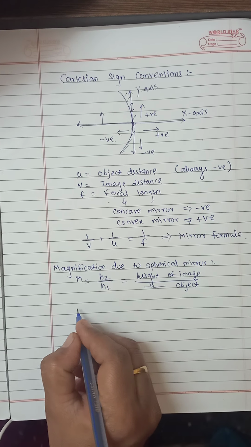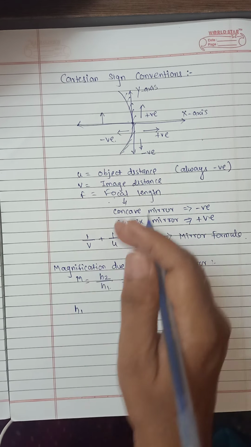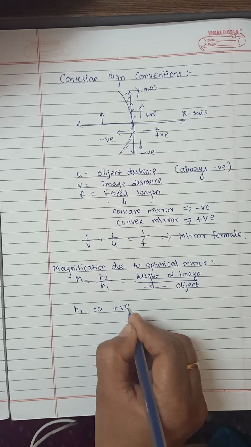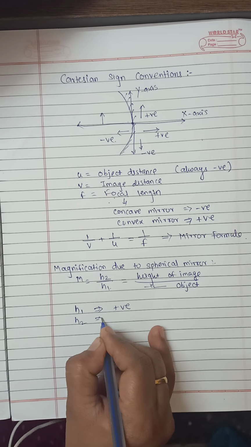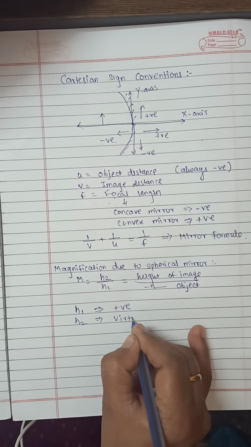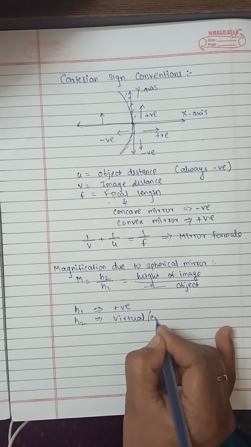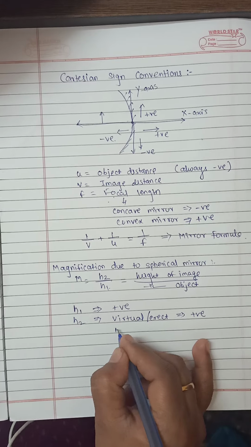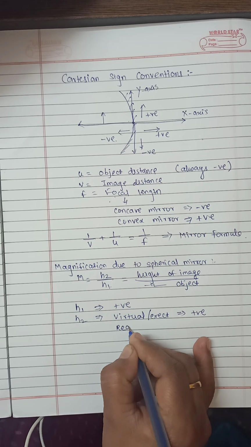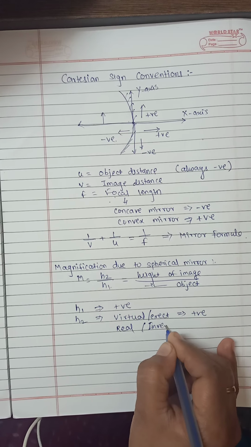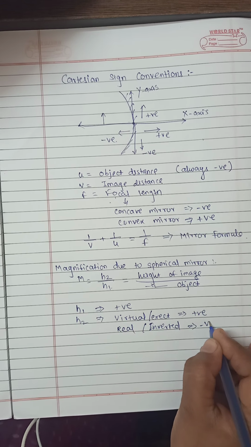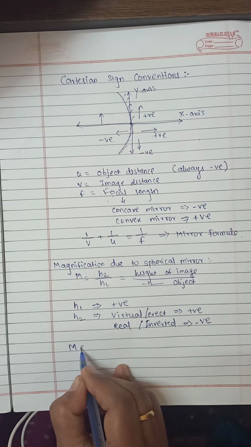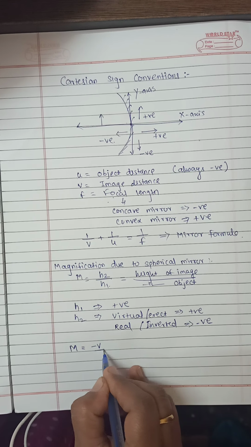As the height of the object H1 is above the principal axis, it is always positive, but H2 can be positive or negative. For the virtual, that is erect image, it is positive, and for the real, inverted image, it is negative. One more formula for the magnification: M is equal to minus V upon U.